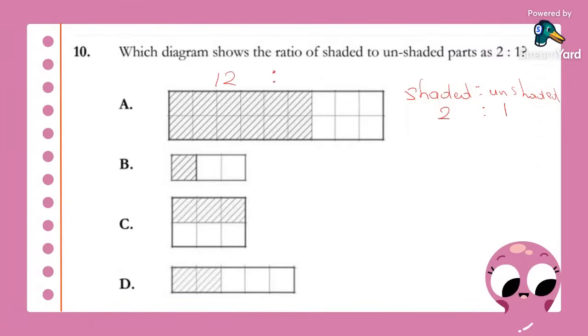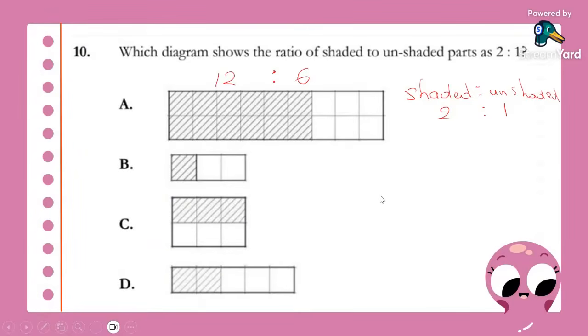And we have 1, 2, 3, 4, 5, 6 that are unshaded. So far, the bigger part is shaded and the smaller part is unshaded, just like this. So 2 times the unshaded should give you the shaded part. 6 times 2 will give us 12. So this is clearly 2 to 1.